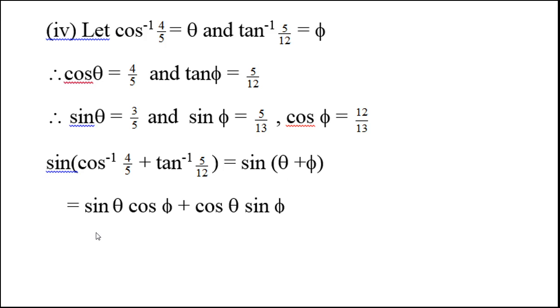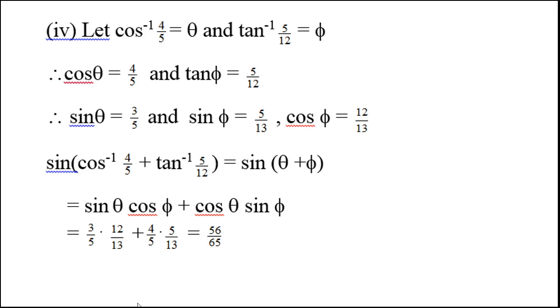Expansion of sine theta plus phi is sine theta cos phi plus cos theta sine phi. Now I have value of sine theta 3/5, value of cos phi 12/13. I have value of cos theta also, 4/5, and I know value of sine phi also. So I will put values of these 4 functions, sine theta, cos theta, sine phi, cos phi, and simplify them. And simplification gives me 56/65, and that is the answer.